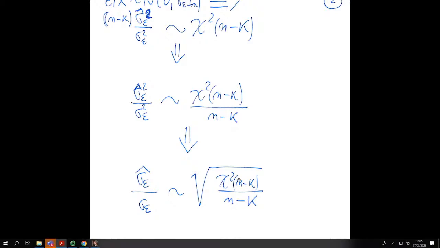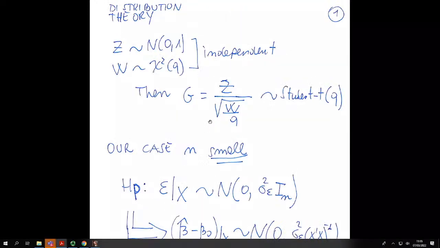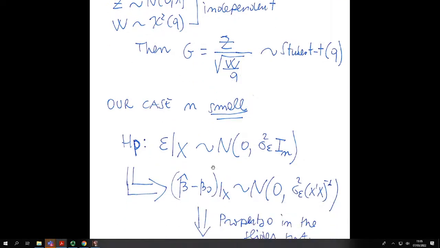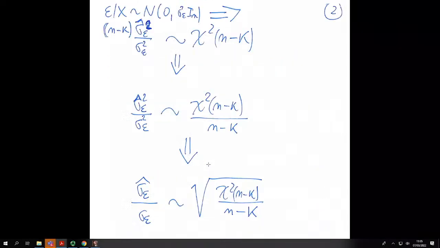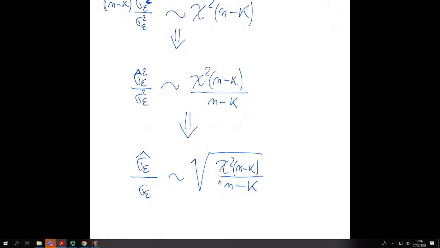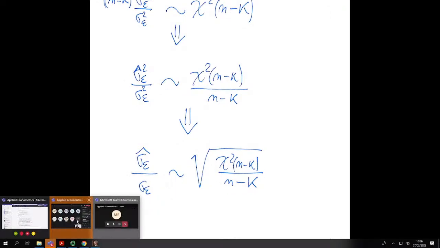Okay, and why am I talking about this? I want to come back to this point. Recall that in the denominator we have the square root of a chi-square divided by its degrees of freedom. And look here, you have this ratio under the normality. I have that this ratio is the square root of chi-square n minus k divided by n minus k. And now I put things together. Now, there is some question maybe.